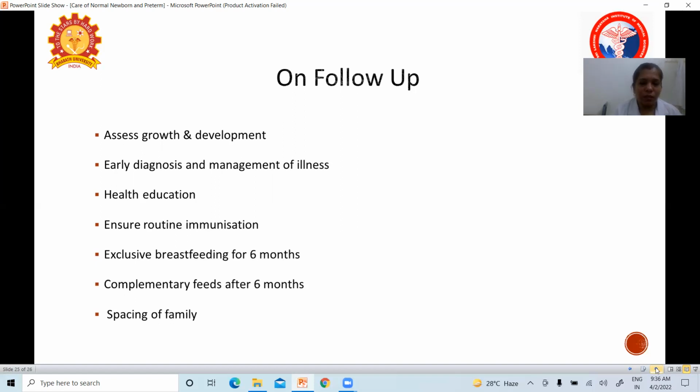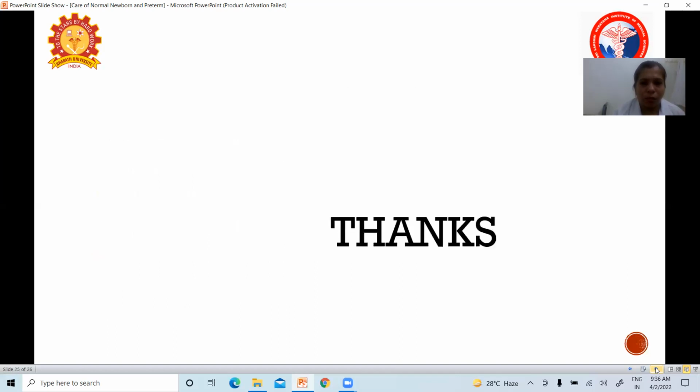So these things we are going to ensure during the follow-up: growth and development, feeding, immunization, any maternal concerns, social and ethical issues, and the spacing of family members. So this was all about the routine care of normal newborns, starting before the delivery, at the time of delivery, post delivery, at the time of discharge, and at the time of follow-up.